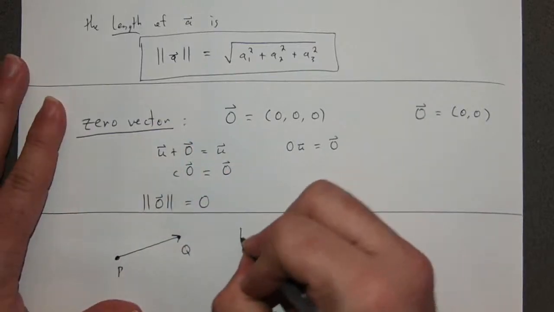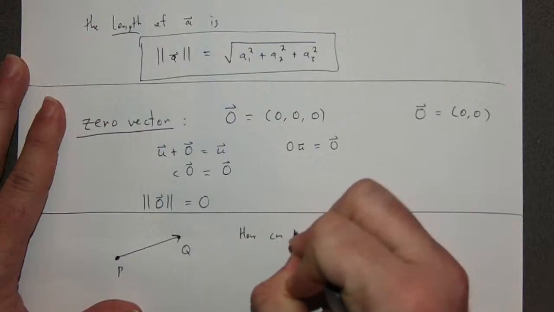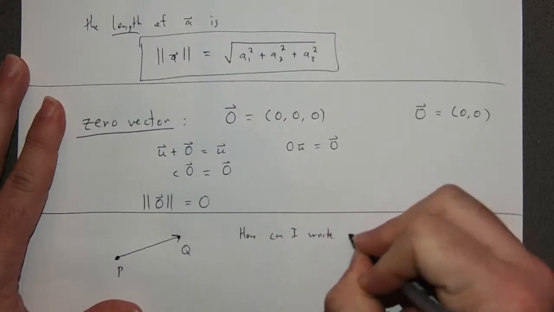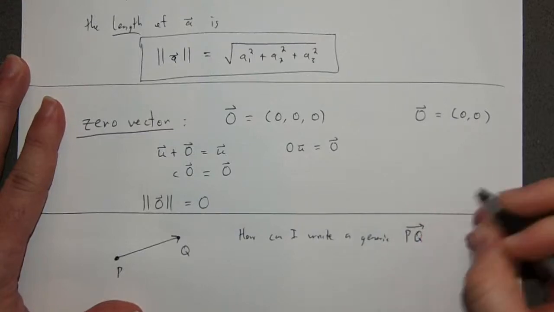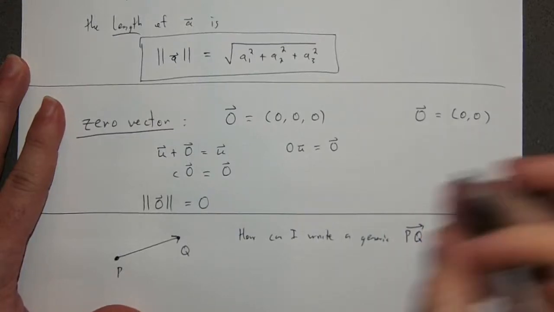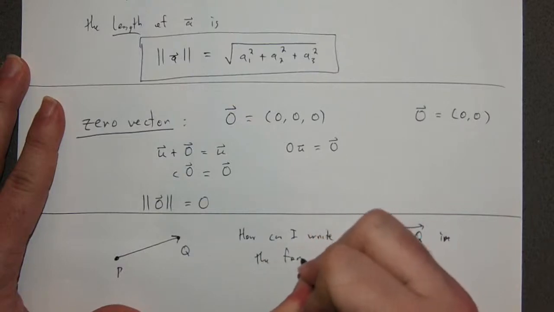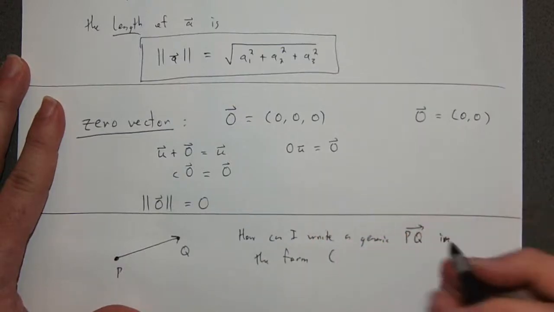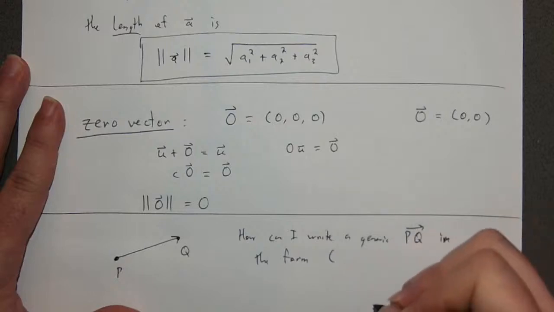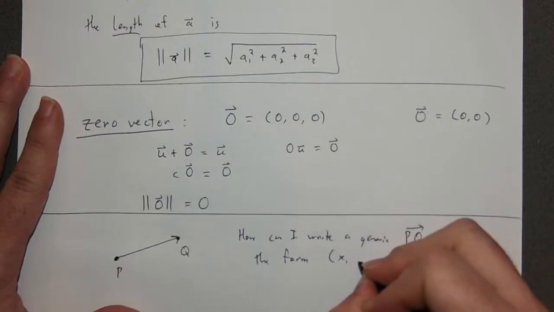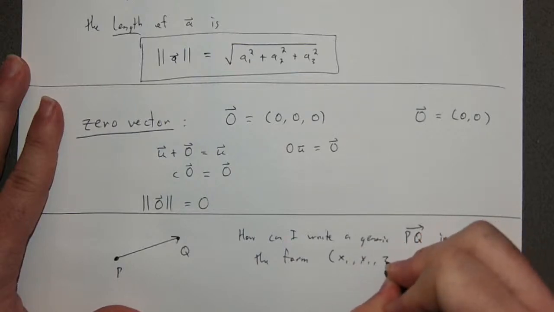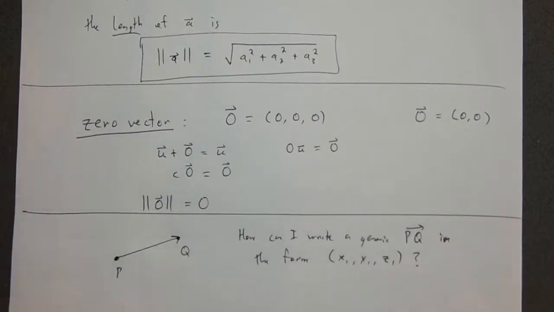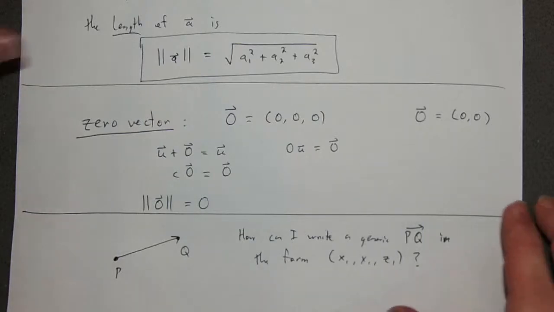The question is, how can I write a generic vector PQ in the form that we've been using, that looks like, I'll call it, X1, Y1, Z1? How can we write it in this form? How can we write it as a point?